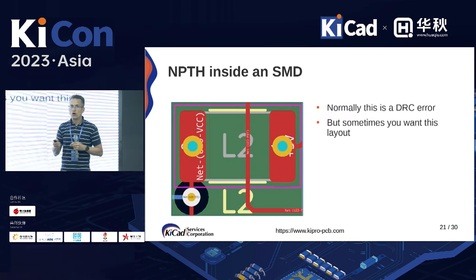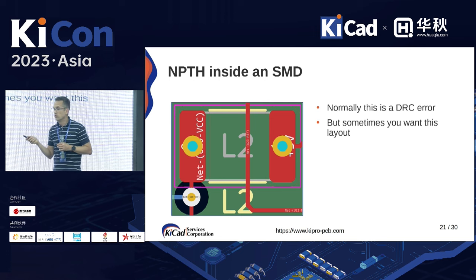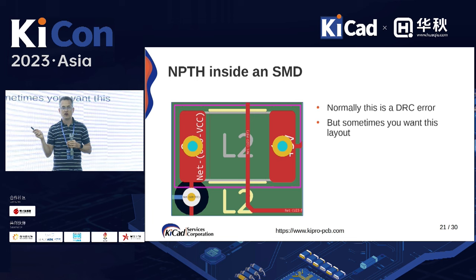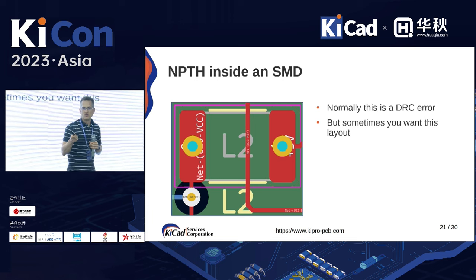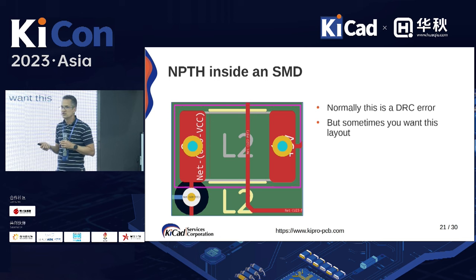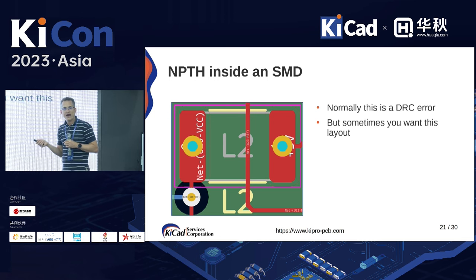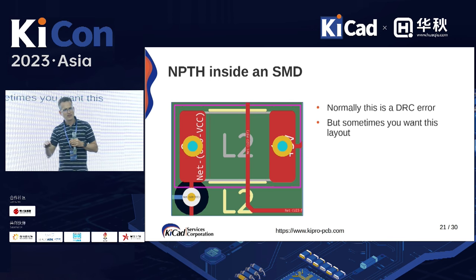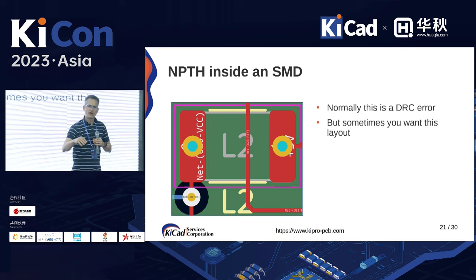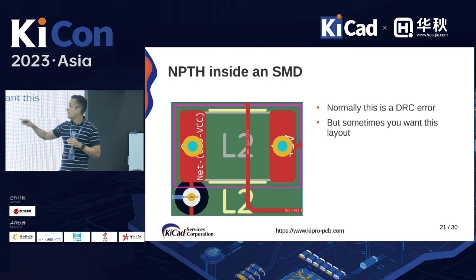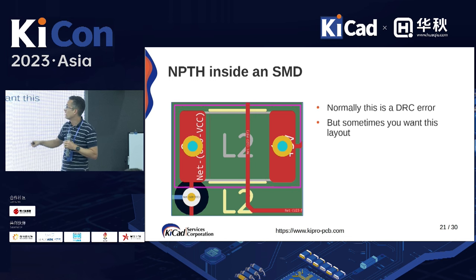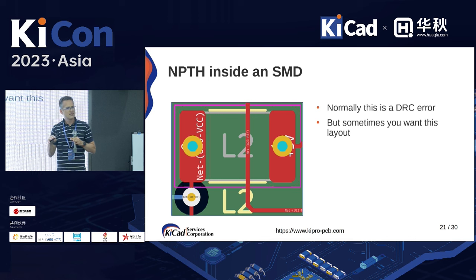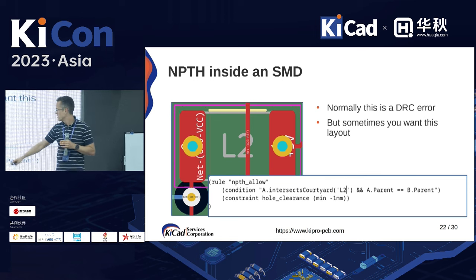Sometimes you do want to overlap a non-plated through hole with a pad. Examples of this type of behavior you'll see in boards that don't want to have the solder on the solder side of the board, if that makes sense. We used to call the bottom side the solder side. So you don't want to have solder flowing through the hole, but you still need to put a component there. We don't actually support this because it's pretty uncommon, but you can make KiCad support this. Non-plated through hole allow, easy peasy.